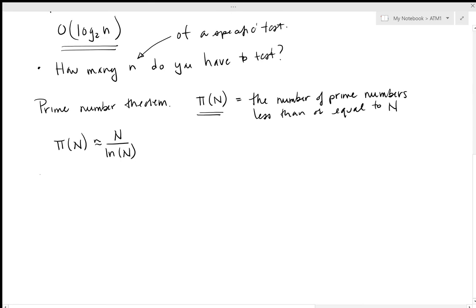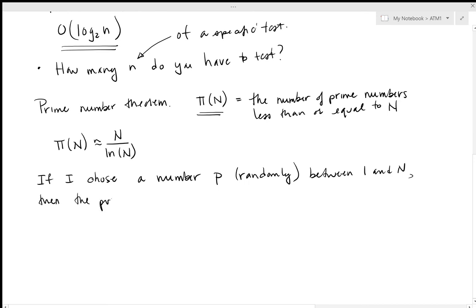So then if I choose a number, I'm going to call it P. I'm looking for a prime number. If I choose a number P randomly between 1 and N, okay, then the probability that it is prime is 1 over log n. Okay, so there's n numbers between 1 and n, and so the probability that an individual one of those numbers is prime is 1 over log n.